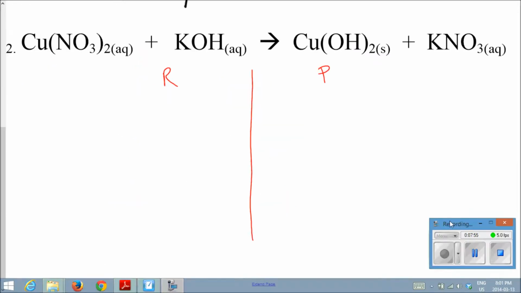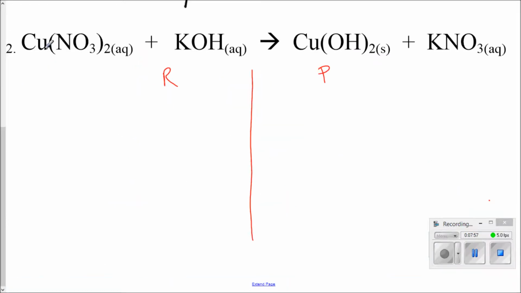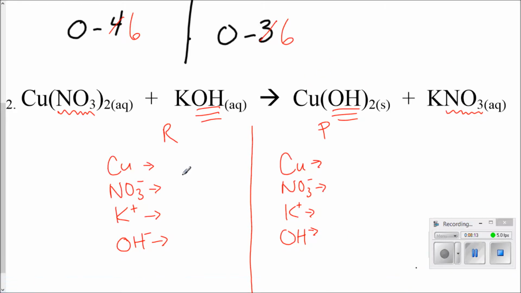So let's look at our next example here. Look at this, I have a polyatomic ion here, and I have a polyatomic ion here. It has not changed, it's nitrate on both sides. And I'm also going to count hydroxides. It's going to make it a lot easier if you balance the polyatomic ions. Okay, so I wrote down all the polyatomic ions. I'm going to count them now.